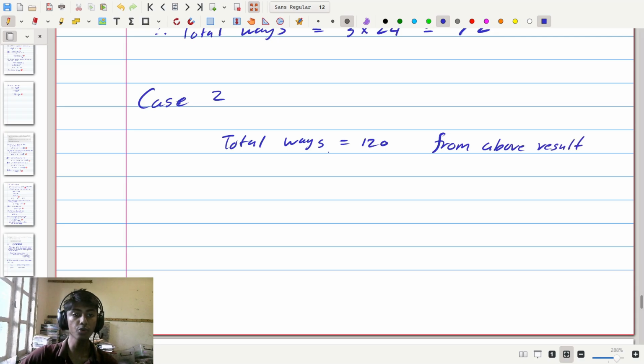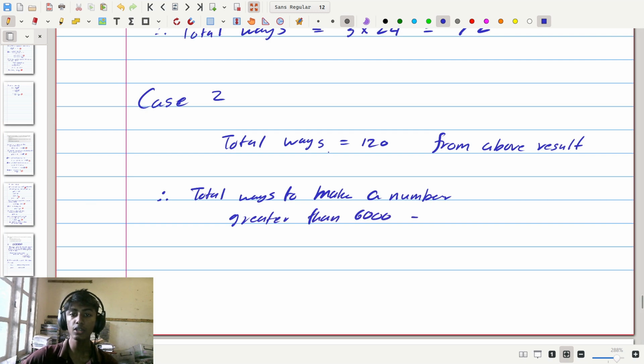Now, combining these two, we can say, therefore, total ways to make a number greater than 6,000 equal to the total number of ways that we can make a number greater than 10,000, which is 120, plus the total number of ways that we can make a number in between 6,000 and 10,000, which is going to be equal to 72. And adding the two together, we get the final answer of 192. And with that, we are done with this question.